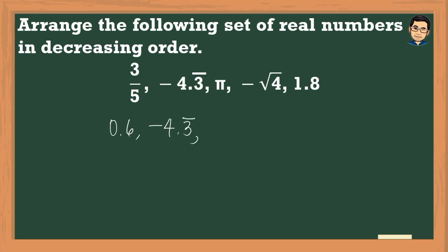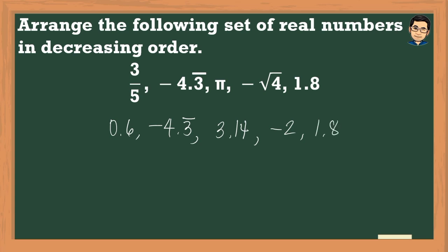The approximate value of pi is 3.14. Tandaan lang po kasi non-terminating and non-repeating decimal po kasi yung pi kasi irrational number po siya. And then, negative square root of 4. So, square root of 4 is a perfect square, which is 2. So, negative 2, and then 1.8.